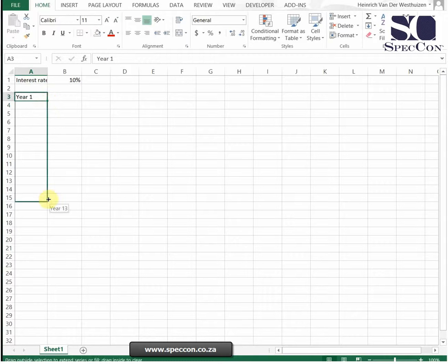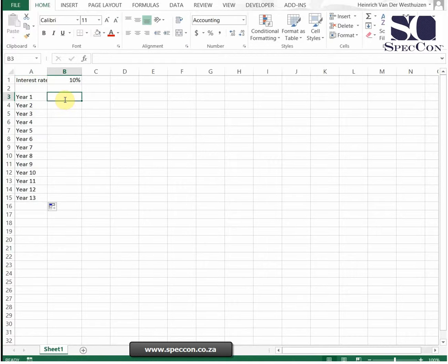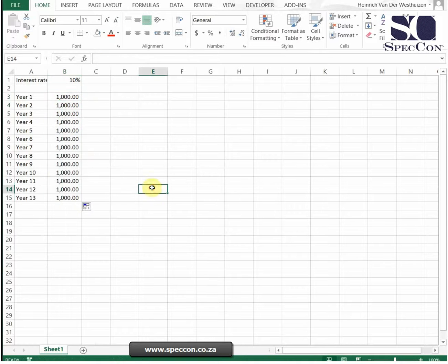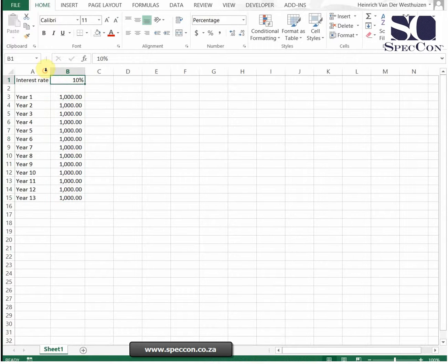So I'm just going to do up until year 13. And I'm going to say I'm going to have 1,000 every single period. So if I were to sell these cash flows, what will be the value? Now take into consideration, in year 1, I'm going to deposit 1,000. Then this 1,000 is going to grow by 10% every year. So next year this 1,000 is going to be worth 1,100.